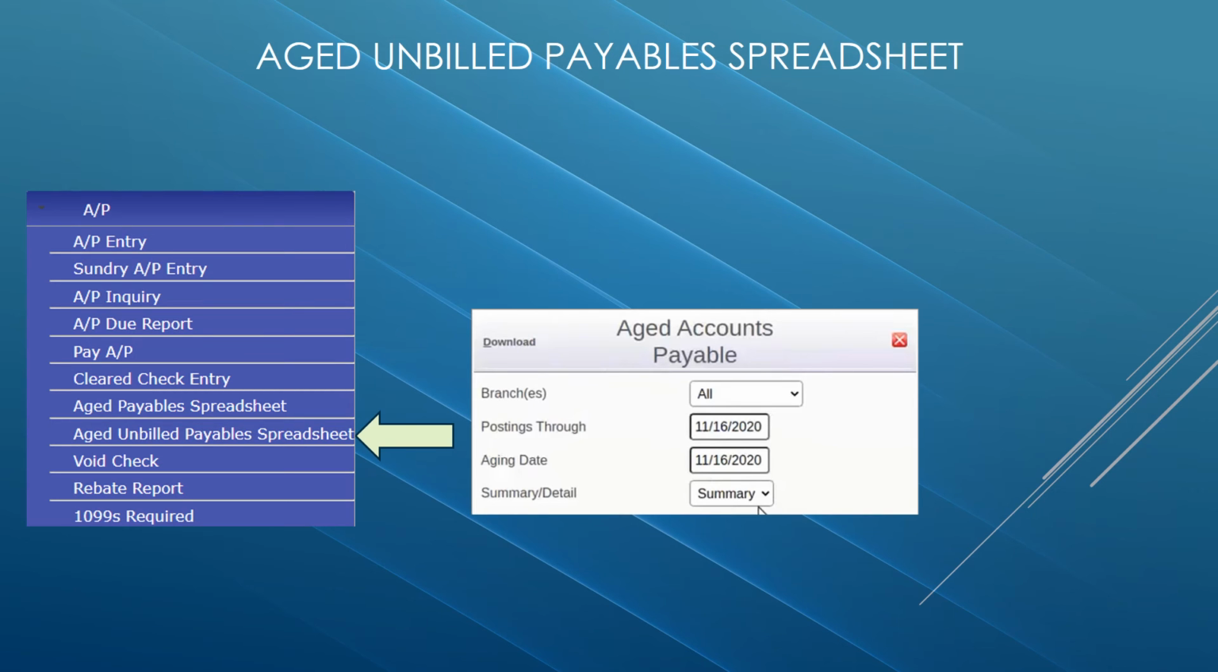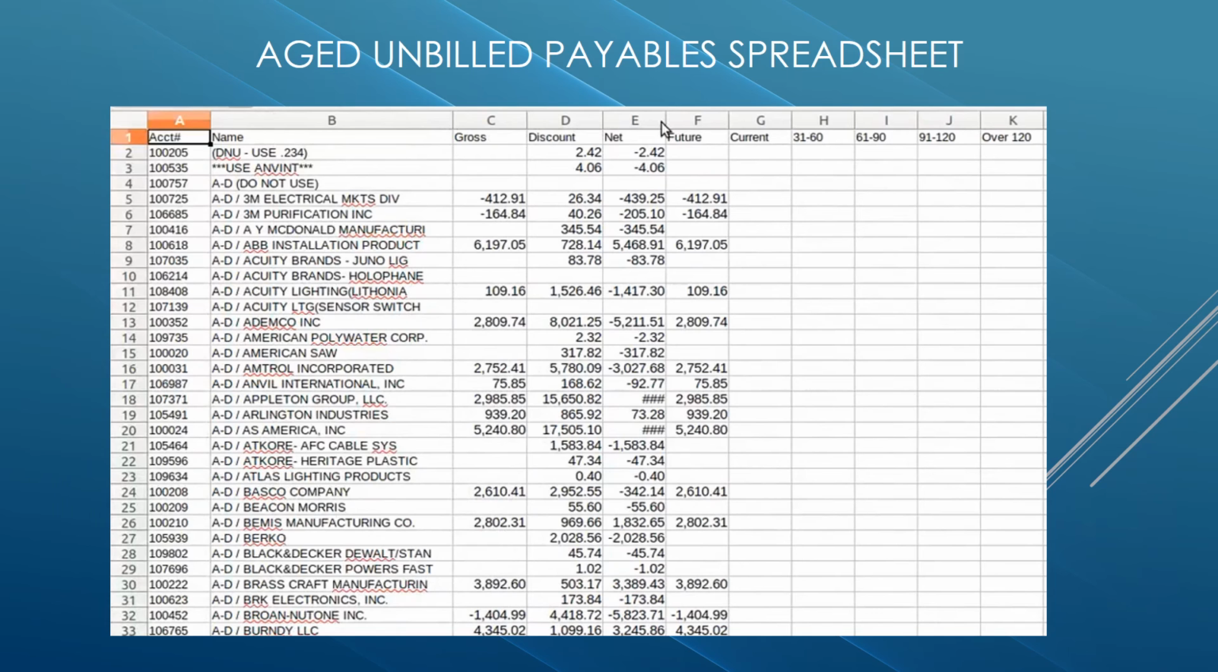Aged unbilled payables are purchase orders that you have received materials against but have not received or entered an invoice for the vendor. These represent an unrecognized liability in your accounting. Here is an example summary unbilled payables spreadsheet.